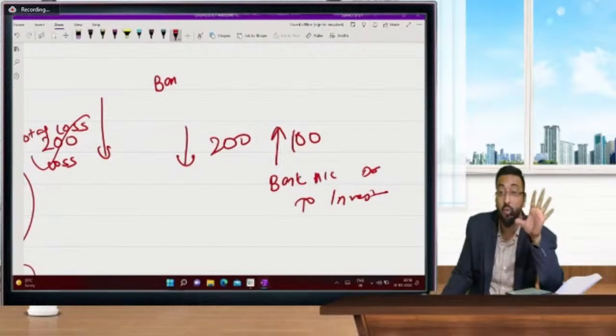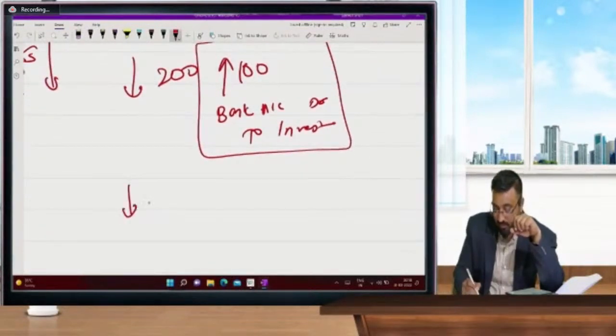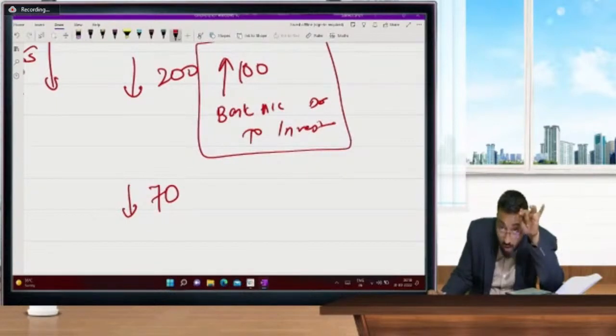Not bank account debit to P&L for renouncement. Why? Because Pratham's intention is to get right shares and the price goes down. What happens if the loss is restricted to 70? Loss is restricted to 70 means Pratham's share price went down by rupees 70.